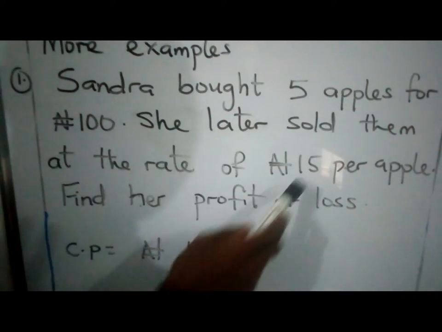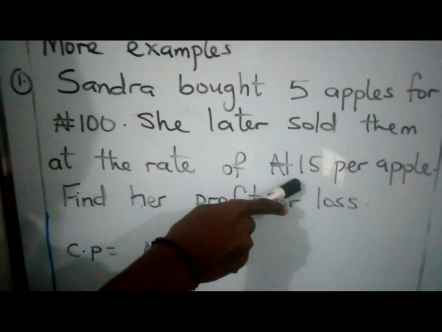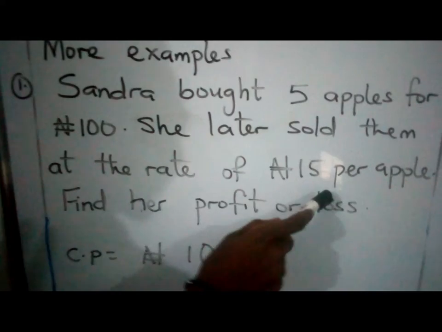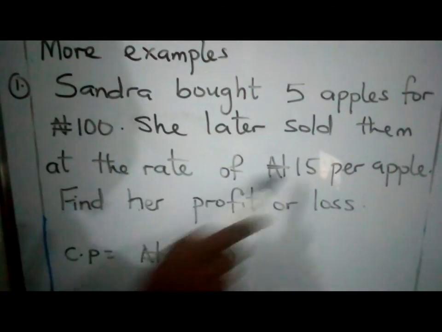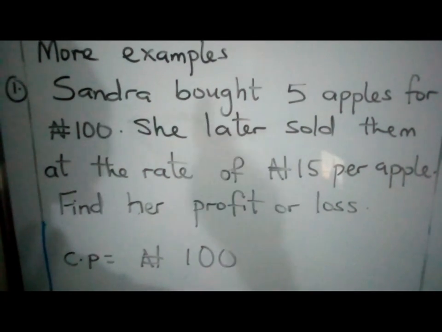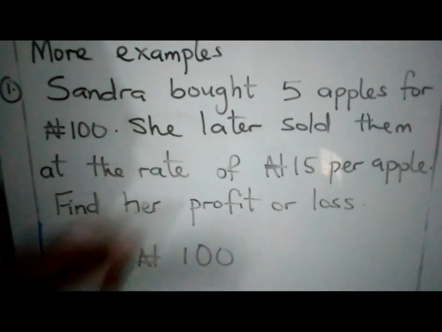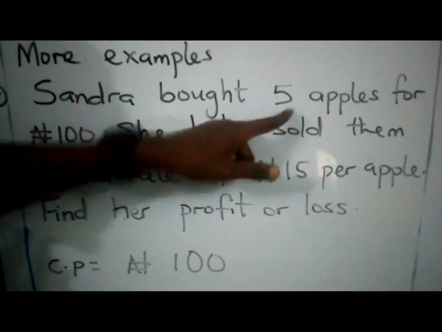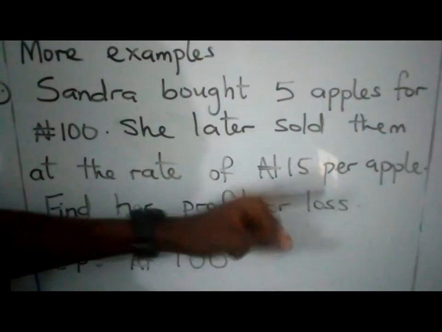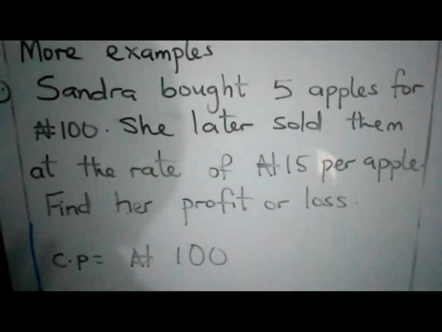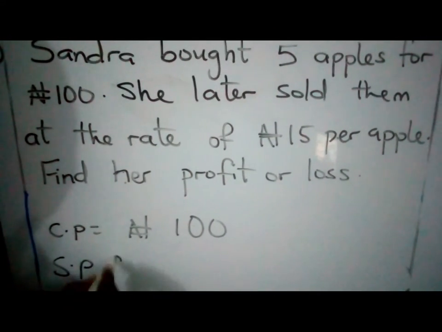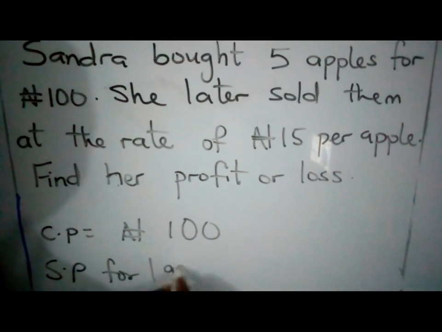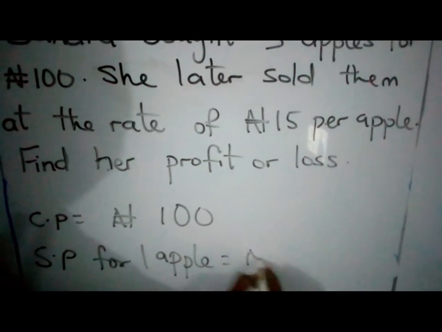She later sold them at the rate of 15 naira. So this 15 naira here is the selling price. But there is a word you need to take note of here: per apple. 15 naira per apple means 15 naira for just one apple. And don't forget, we're talking about 5 apples in all. So this 15 naira is the selling price for just one apple. So what do you say? Selling price for one apple gives you 15 naira.